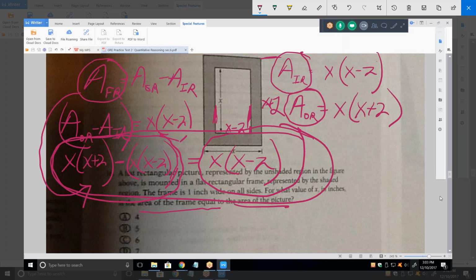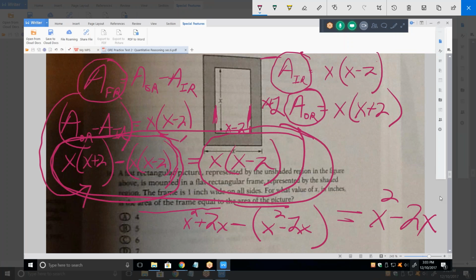What's x times x plus 2? X squared plus 2x. Keep going. Minus x squared minus 2x, all in parentheses, equals x squared minus 2x.